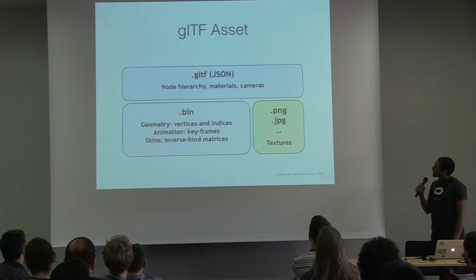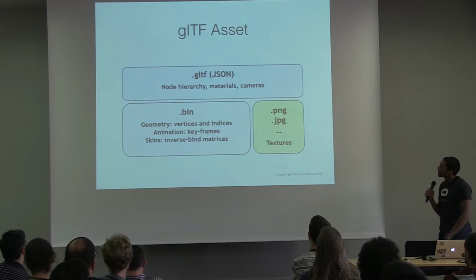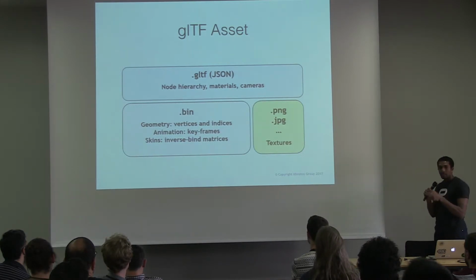So the core glTF file is comprised of the .glTF, which is just a JSON structure with a strict spec that you have to adhere to, and then there's a binary file. The binary file basically contains all your metadata and your indices.